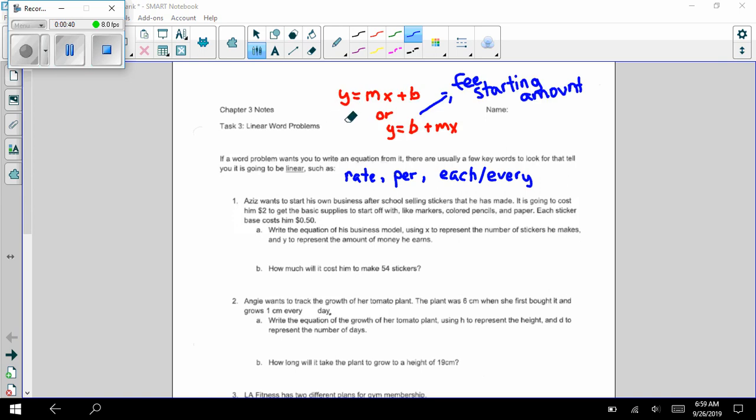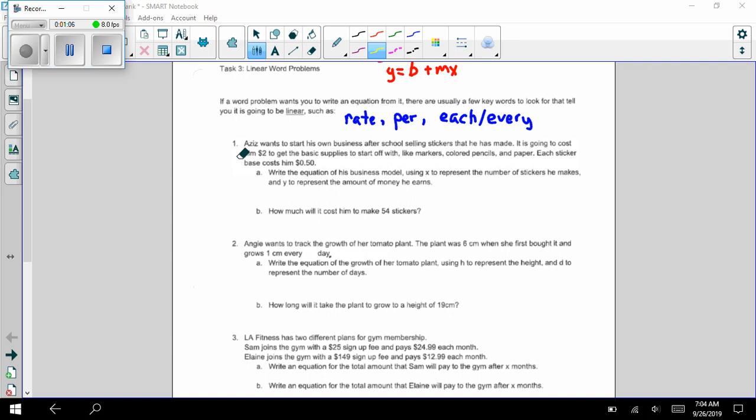This is the slope-intercept form, where y equals mx plus b. You might think it's familiar from previous sections, where m indicates the slope and b is the y-intercept. But when we're talking about word problems, the b is often the fee or the starting amount, and you'll see that as we go through.